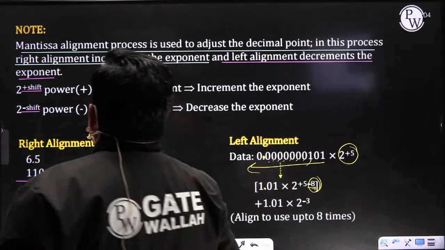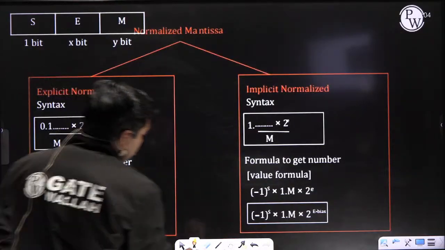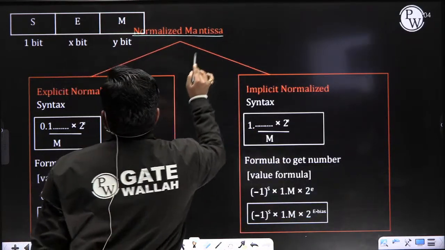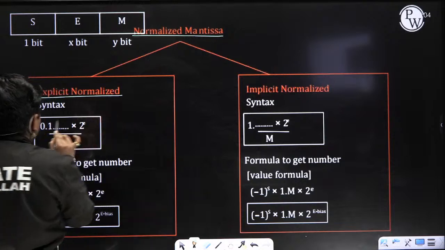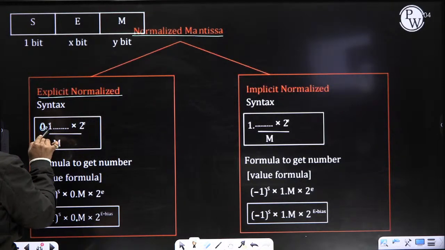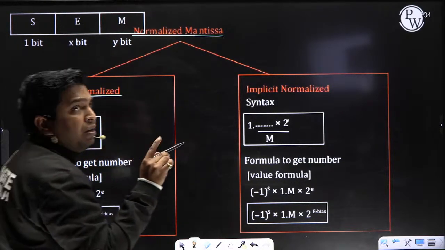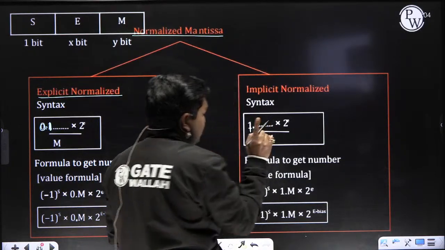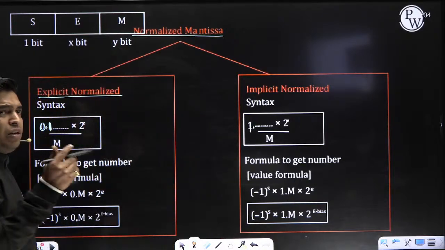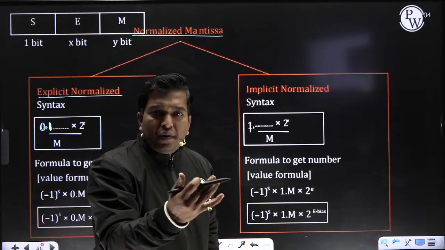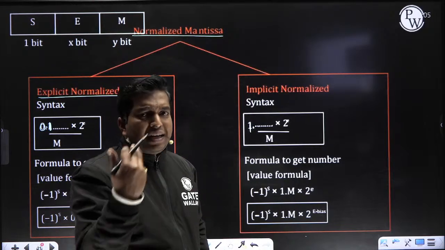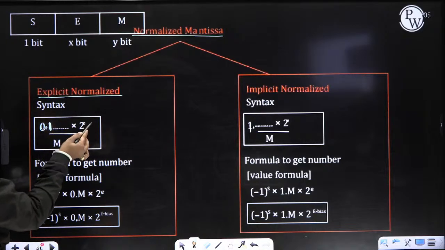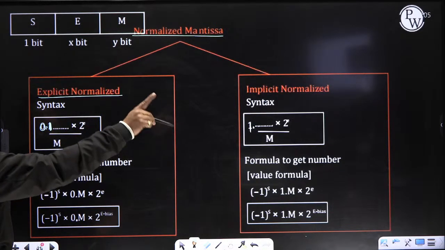Now, what I am saying, my dear, there are two types of mantissa representation. Normalized mantissa has two types. Explicit means what? 0.1. And implicit means what? 1 point something something. Either you can read, or you can write, or you can store, and you can get the value formula also. How we write explicit, 0 point something, and how you write implicit, 1 point something.